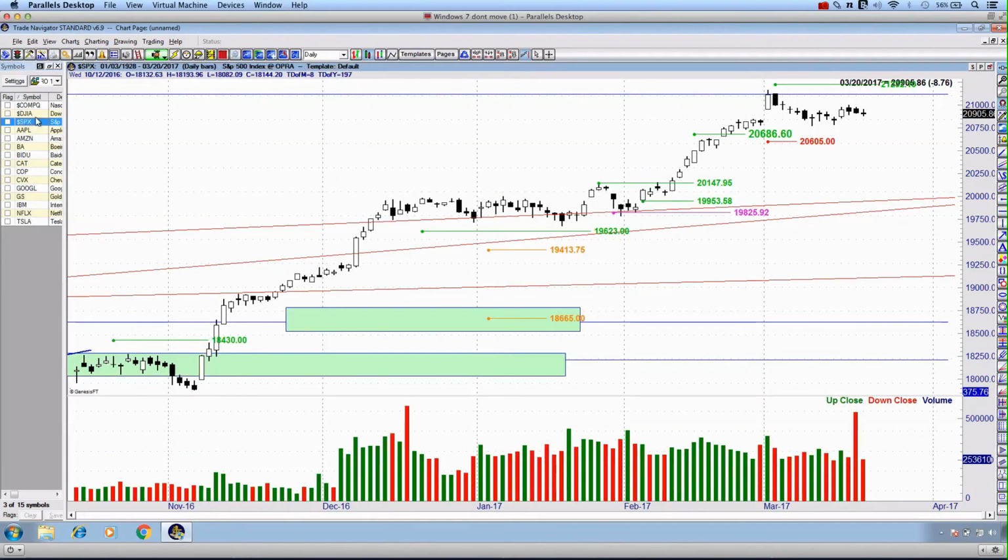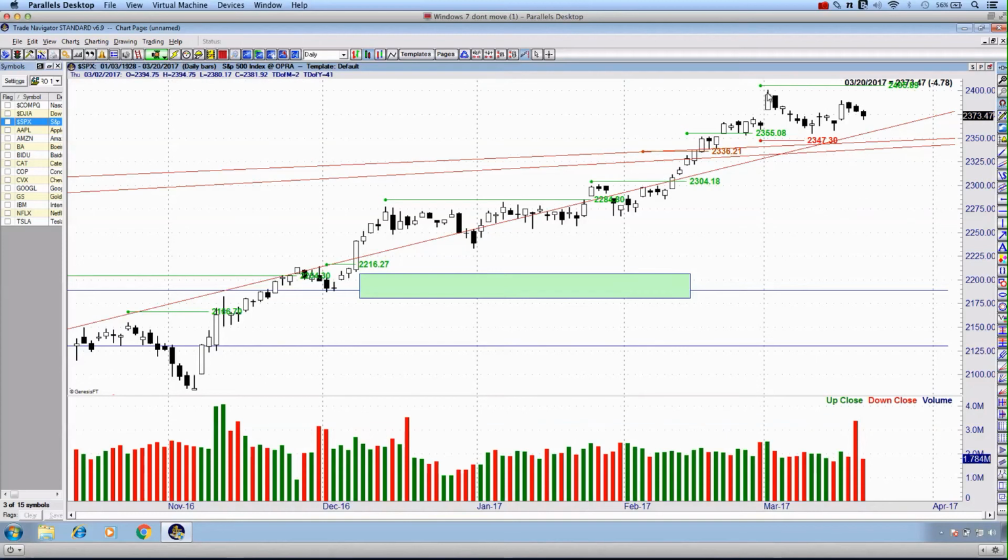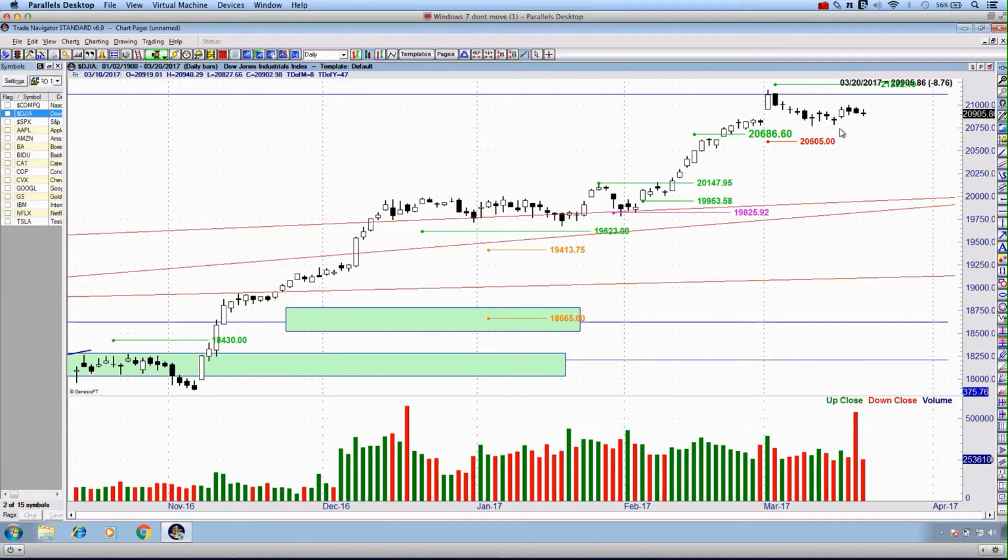Again, you can see that very similar type of setup on the S&P 500. You've got the swing high in early March, which still hasn't broken. We're seeing this pullback. This may turn out to be some form of a bull flag. We'll have to monitor that. There is the possibility and the chance of that.